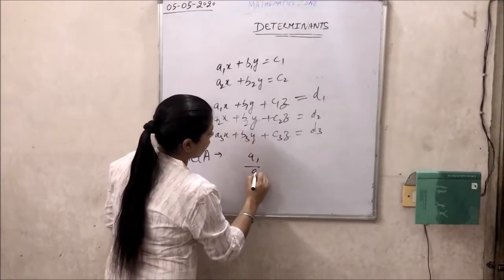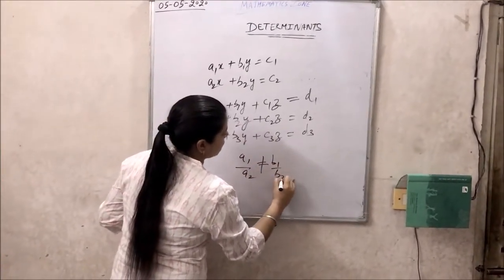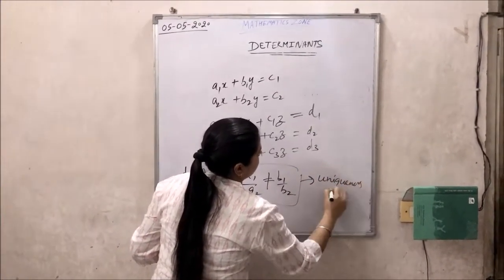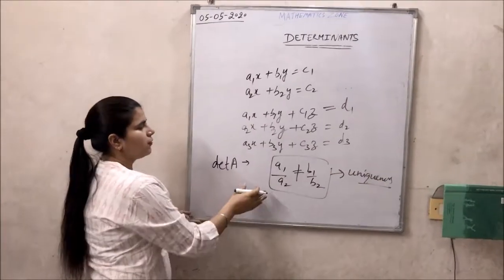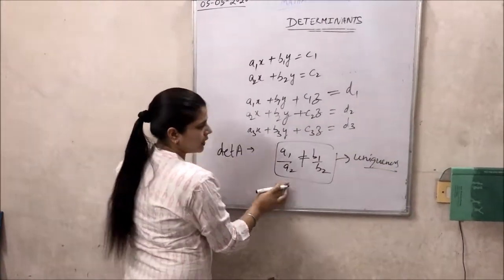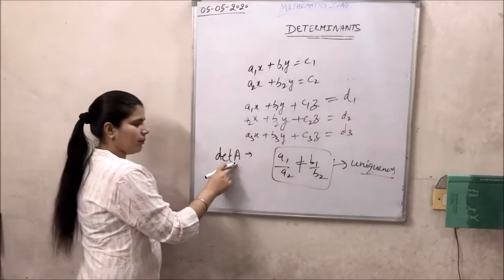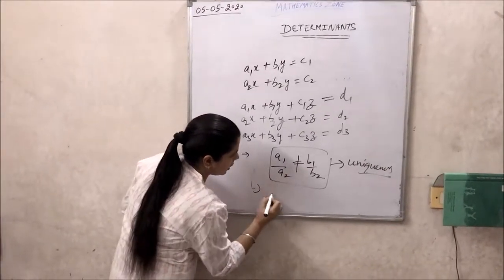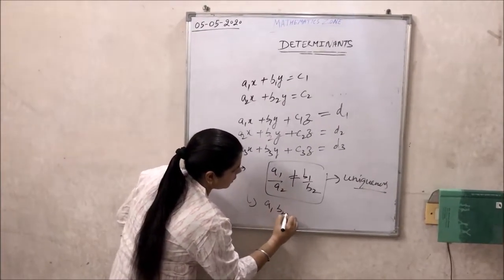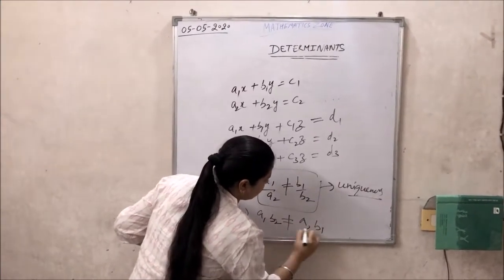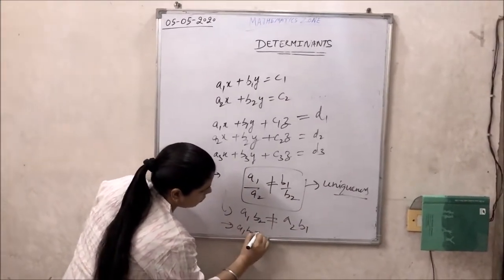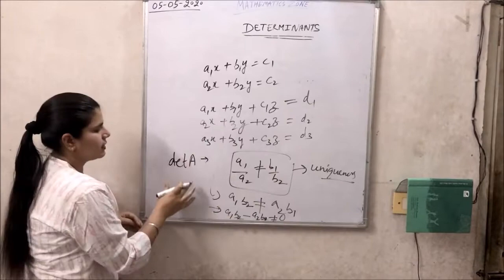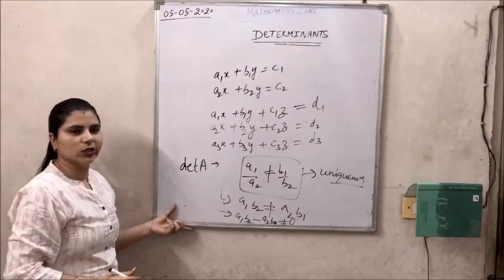The condition is a1 upon a2 is not equal to b1 upon b2. This is the condition of uniqueness. If the system of equation A is under the condition of uniqueness, then that matrix is termed as determinant of A. Now, if we are going to solve it, a1 into b2 is not equal to a2 into b1. After solving, we get a1 b2 minus a2 b1, and this is not equal to 0. Then this is the condition of determinant of A of order 2.